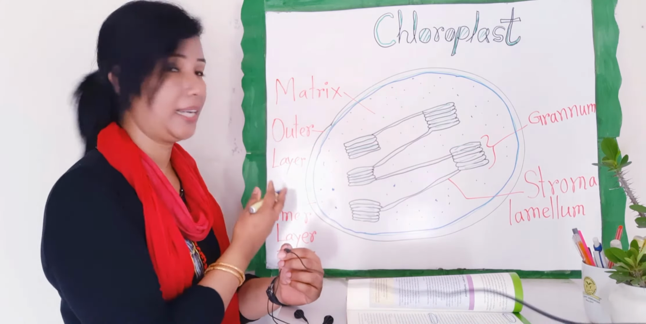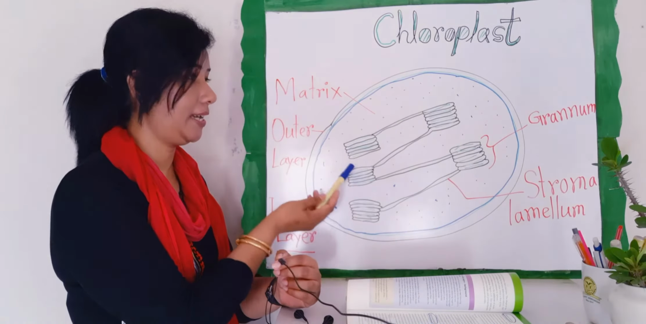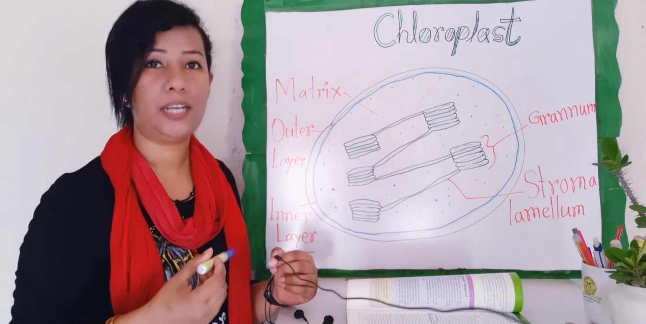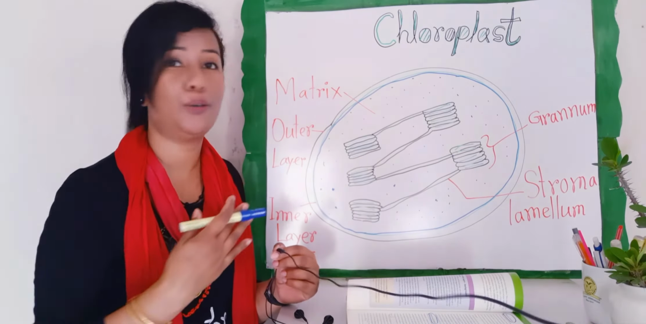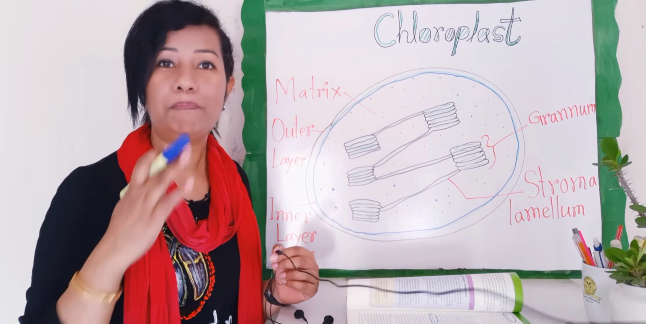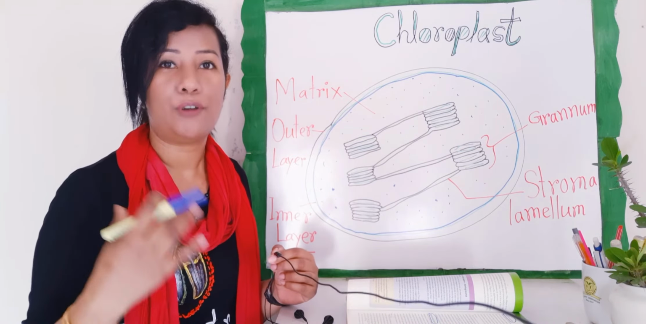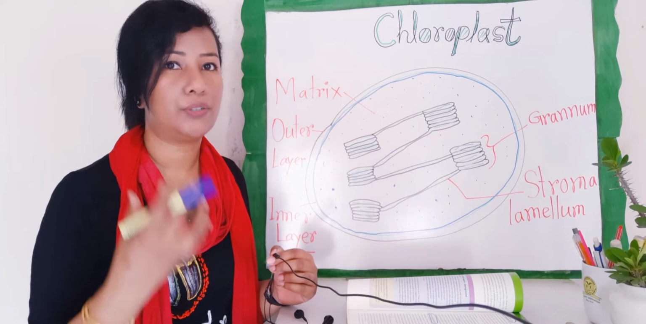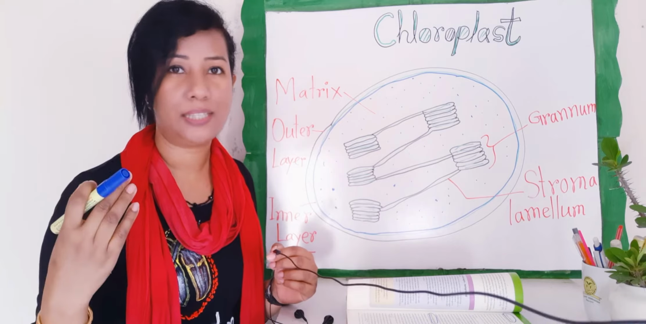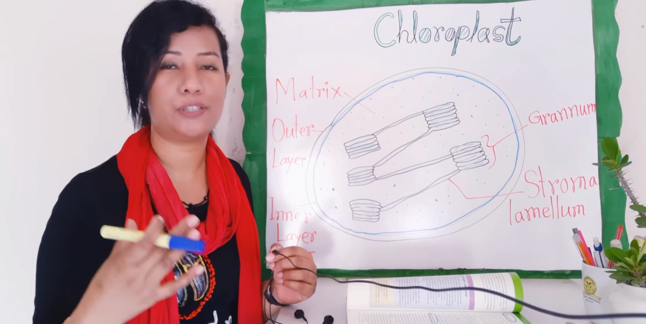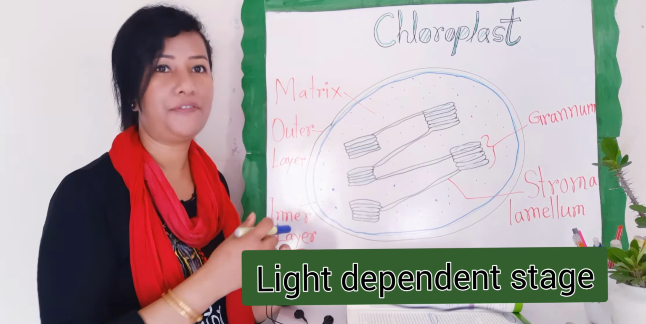Alright, so you see the structure. It has two layers, inner layer and outer layer. It has a grana, it has a stroma. Now let's talk about the function. Why do we need chloroplast for plants? The main function of chloroplast is to carry out photosynthesis. What is photosynthesis? Photosynthesis is a process of making food for plants using sunlight, water, and carbon dioxide. So the light dependent stage is the first stage.